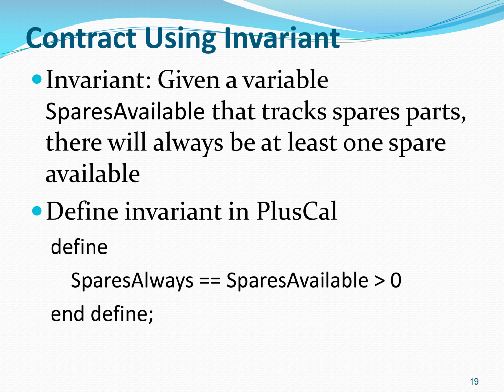So again, our contracts can use either invariants or temporal formulas. Here is an example of an invariant. Given the variable spares available that tracks spare parts, there's always going to be at least one spare available. So we would define the invariant in PlusCal using the define statement. Here, spares always is defined to be spares available is greater than 0. And again, this is an invariant, so when I use the model checker, it has to be true all the time.